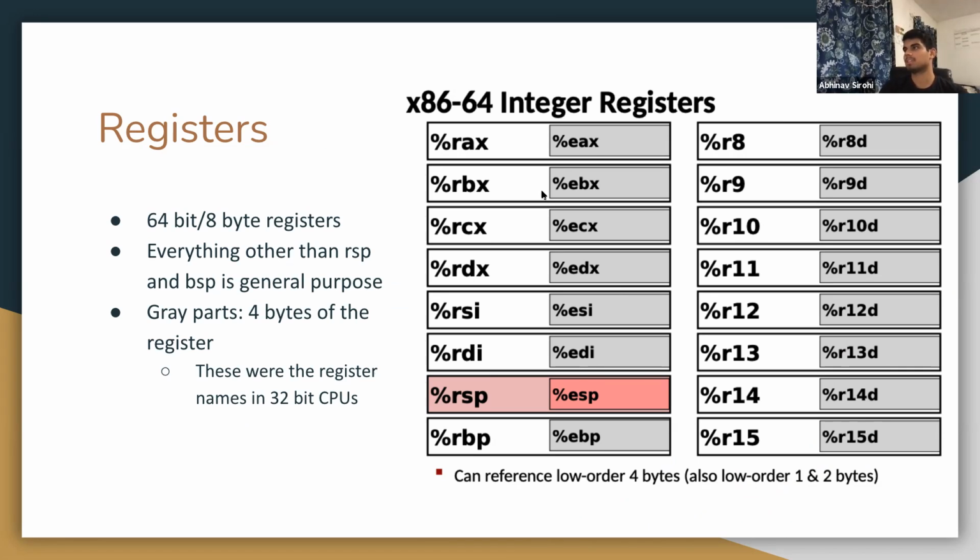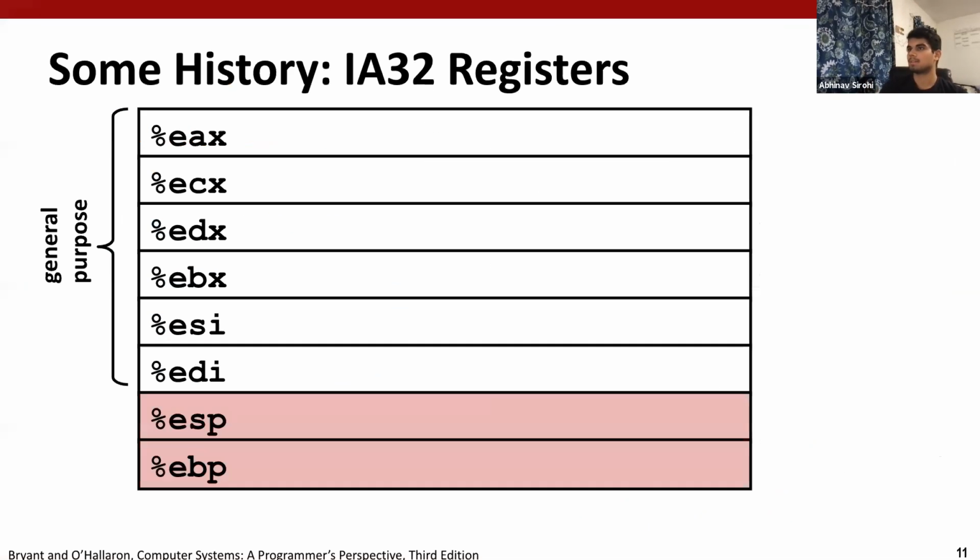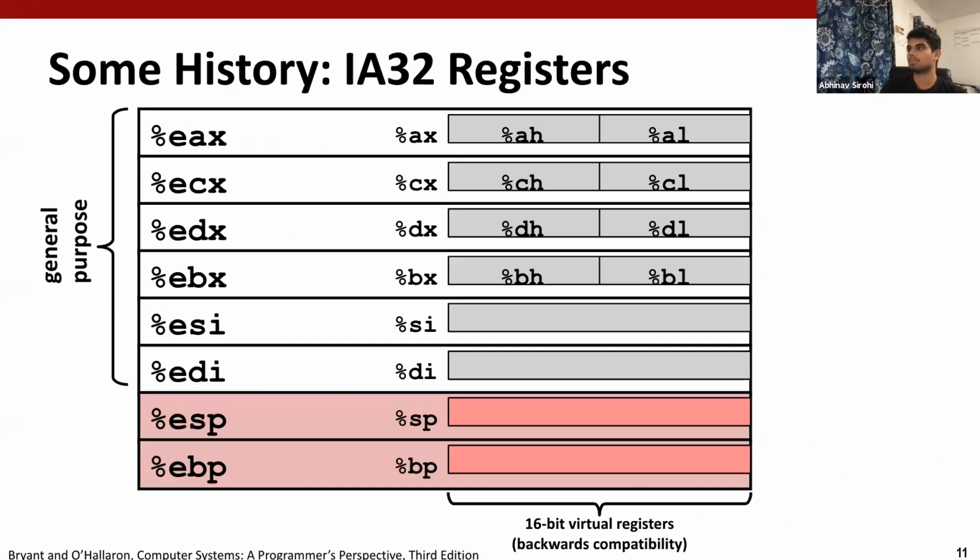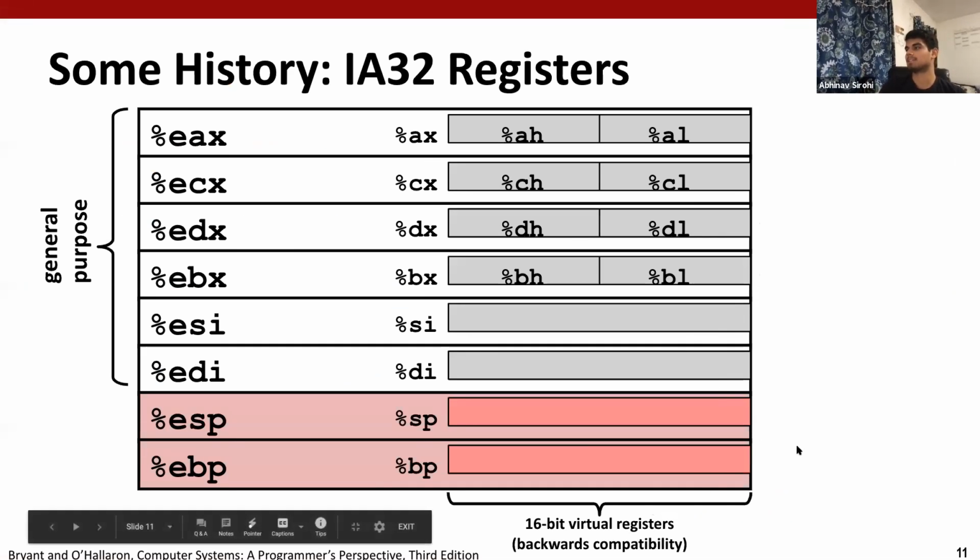The names of the registers here, EAX, EBX, ECX, were the names used in 32-bit CPUs and are used in some 32-bit CPUs today. We are still able to access these pieces of the register, so there is backwards compatibility in this way.